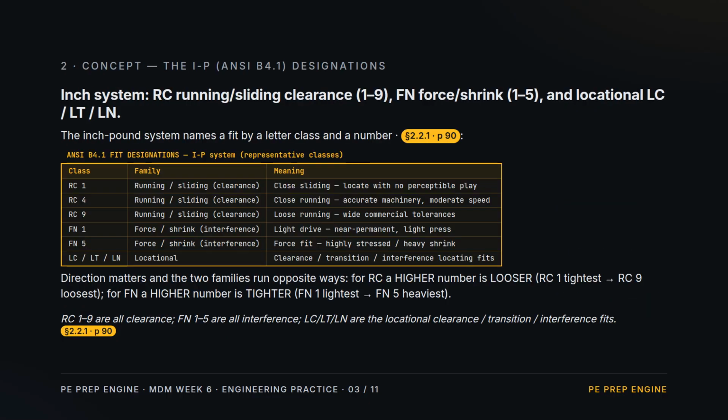Concept 2. The inch-pound system from ANSI B4.1. A fit is a letter class plus a number. RC is the running or sliding family, always a clearance fit, numbered 1 through 9. FN is the force or shrink family, always interference, numbered 1 through 5. And the locational fits, LC, LT, and LN, are locating fits that are clearance, transition, or interference respectively. Watch the direction, because the two families count opposite ways. For RC, a higher number is looser, but for FN, a higher number is tighter.